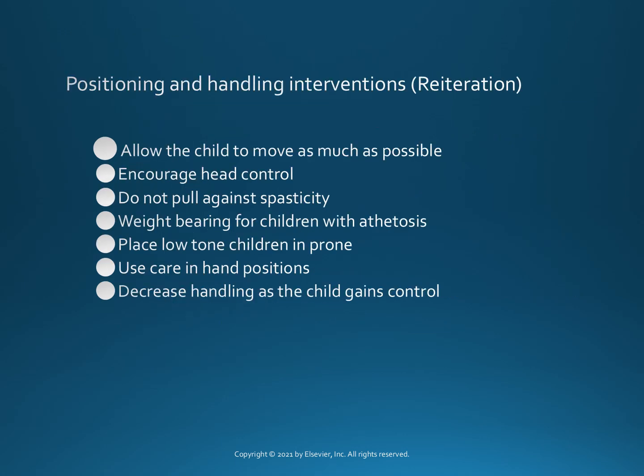Looking at positioning and handling intervention, just kind of a reiteration here. Make sure that we allow the child to move as much as possible. We're always encouraging head control. Don't pull against spasticity. Promote weight bearing, especially for children with athetosis. Place low tone children in prone. Use care in your hand positions and decrease handling as the child gains control.